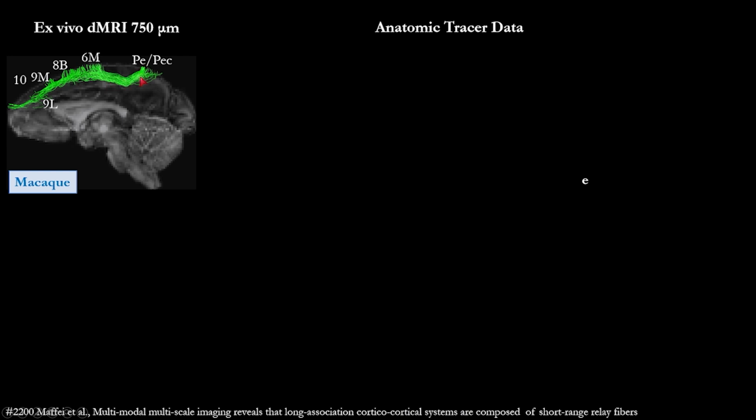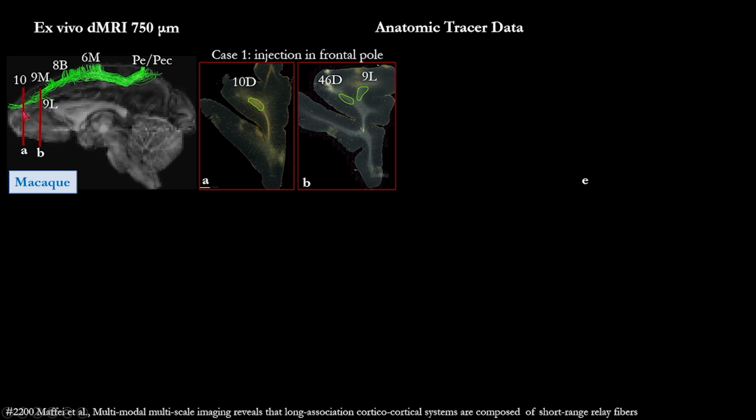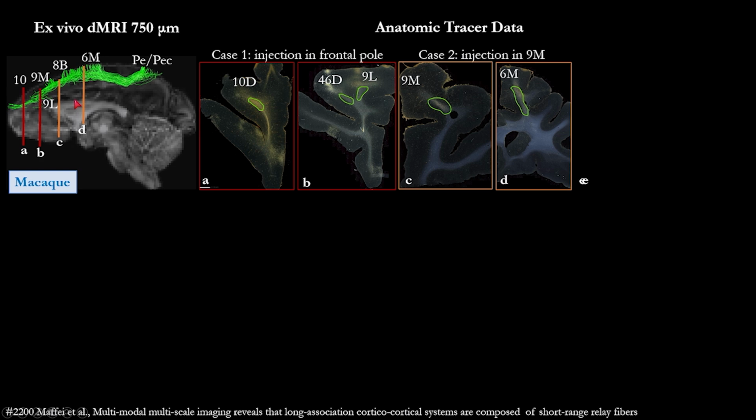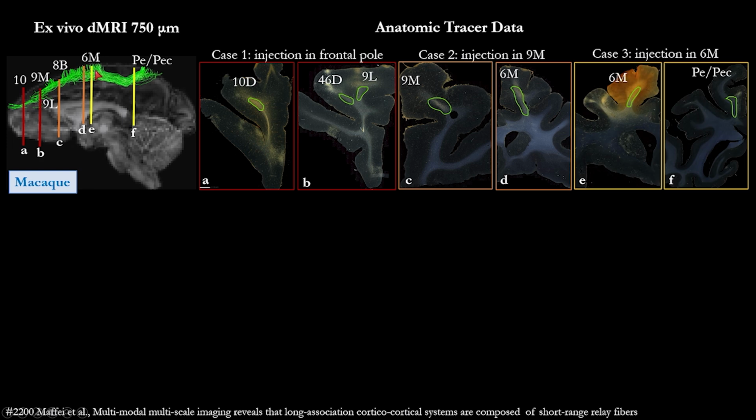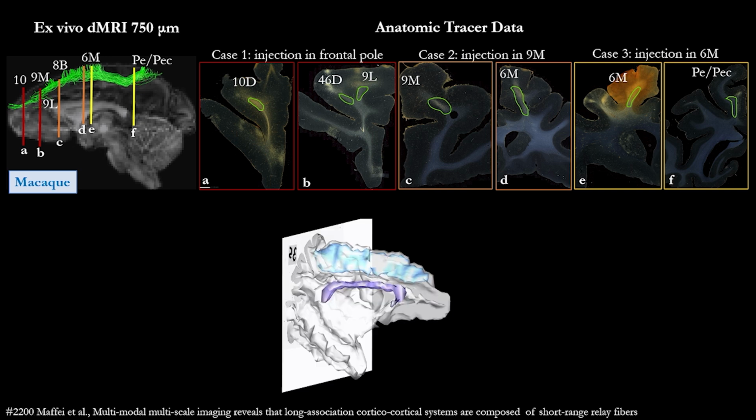So for the tracer data, we selected cases with injections along this dorsal-medial region. For example, in this case with an injection in region D, we can see terminals in region 9. This other case with an injection in region 8, we can see terminals in the anterior part of region 6. In this third case with an injection in region 6, we can see terminals all the way in the parietal regions.